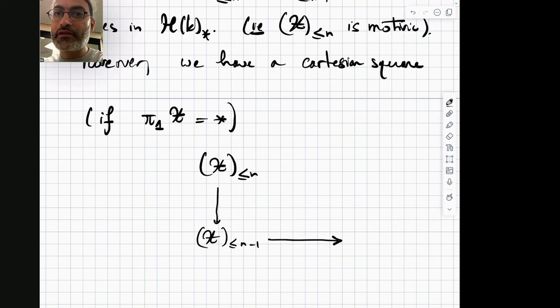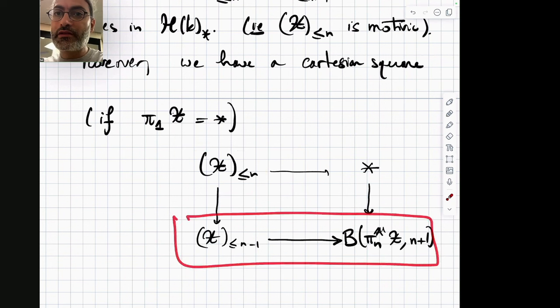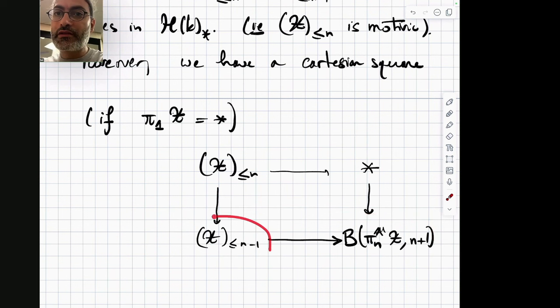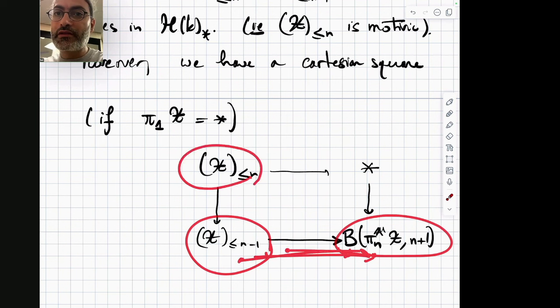And we can recover the nth truncation from the n minus one truncation as follows. There is a map to the classifying space of the pi n, it's the pi n of X in degree n plus one. And here you should maybe take a pointer. So you can recover this if you know the n minus one stage of the Postnikov tower and this map to some classifying space, then this would be the fiber of this map.